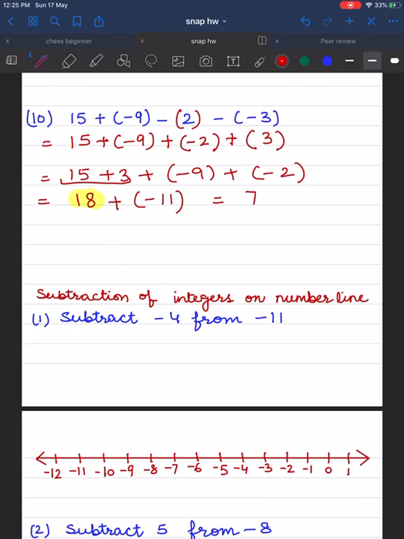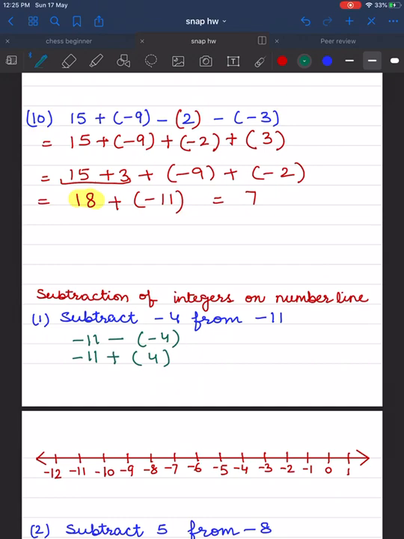Now let's subtract integers on a number line. So first is subtract minus 4 from minus 11. So I write minus 11, then I put the subtraction sign and then I write the first integer, which is minus 4. Now I change the subtraction sign to an addition sign and I take the opposite of minus 4, which is plus 4.